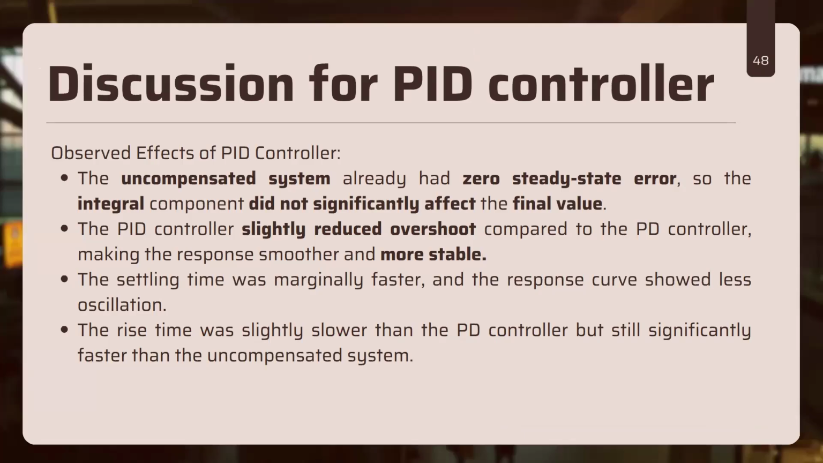For the discussion, we can observe that in the designed PID controller, the uncompensated system already achieved zero steady state error, so the integral component didn't significantly affect the final value. The PID controller slightly reduced the overshoot compared to the PD controller, making the response smoother and more stable. The settling time was marginally faster, and the response curve shows less oscillation. The rise time was also slightly slower than the PD controller, but still significantly faster than the uncompensated system. So next.